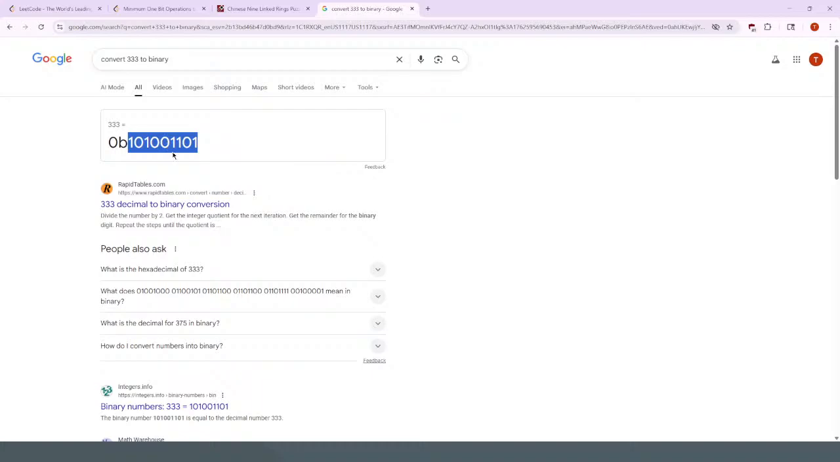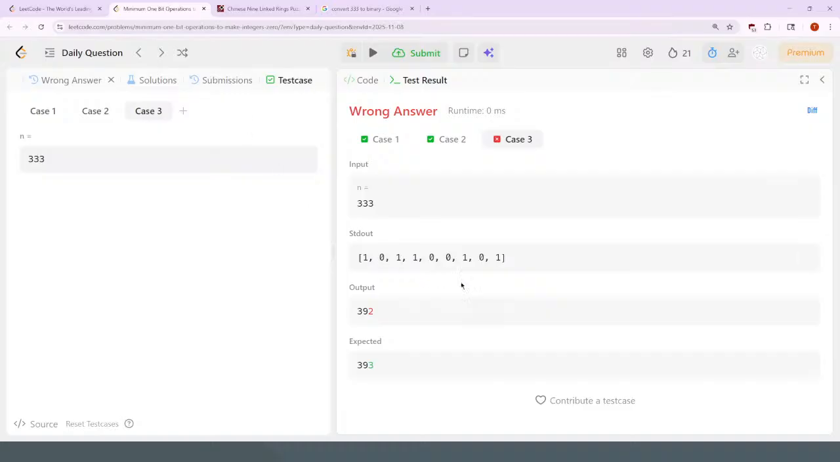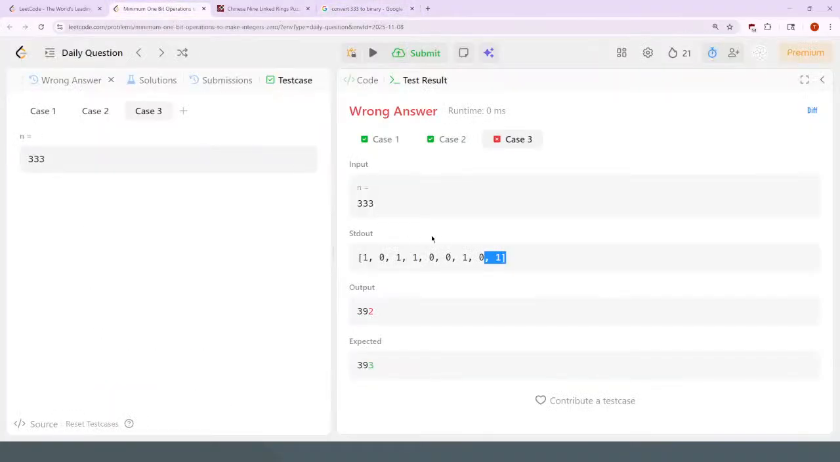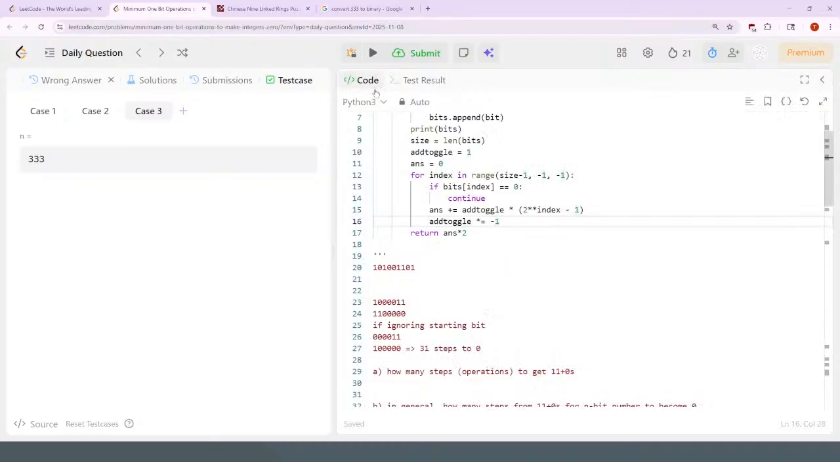10, 100, 1101, 10, 1110. What? Oh, I'm reading backwards. 10, 100, 11101. Okay. Somehow it's not toggling correctly.